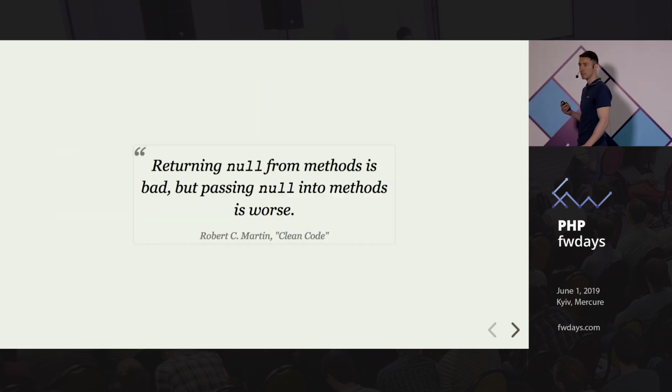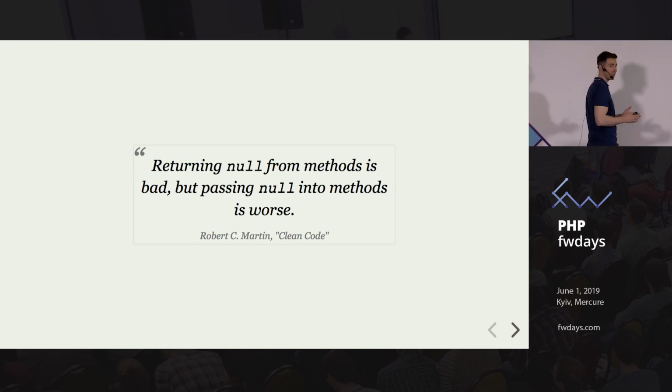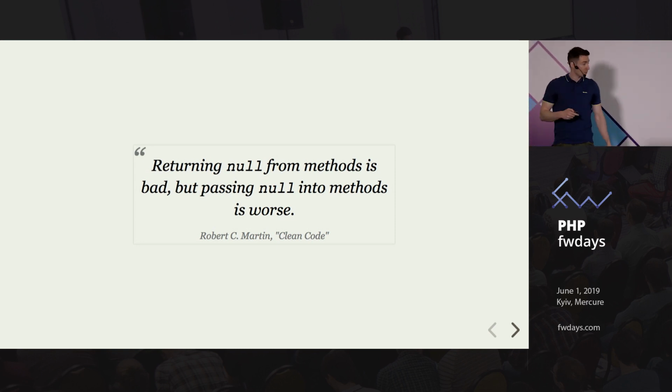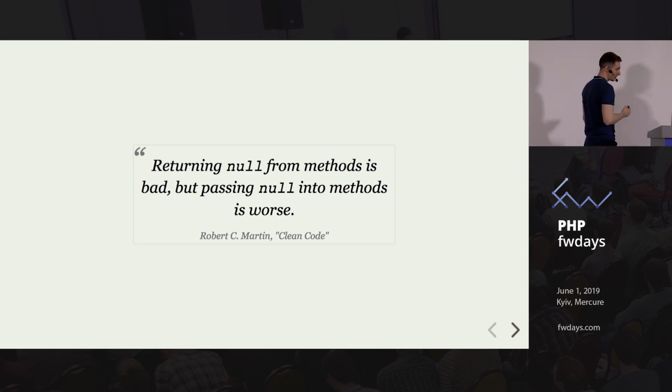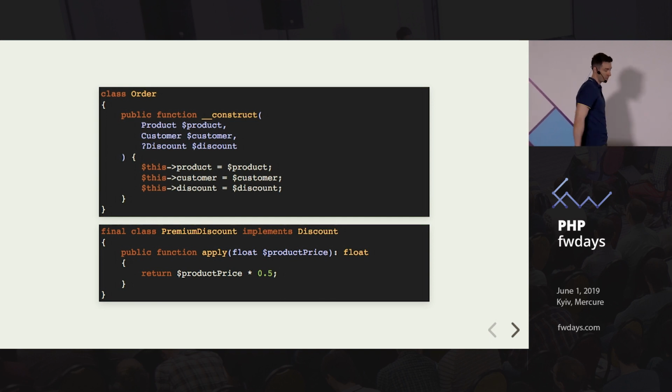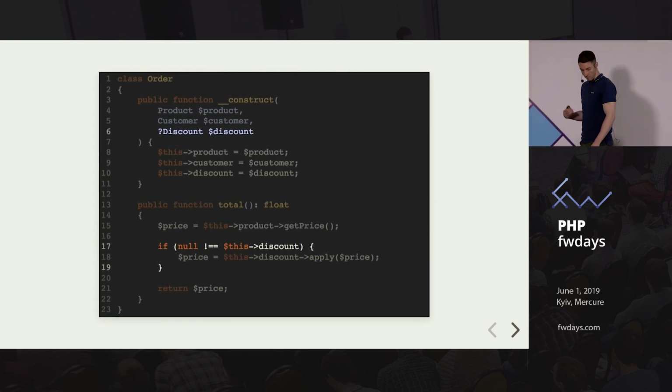Uncle Bob obviously hates nulls, right? Because what he also has to say in his book is that returning null from methods is bad, but passing null into methods is much worse. And in PHP, it is possible only if the code allows it, as in this example where we have an order object consisting of a product that some customer is buying, and that order can have an optional discount attached to it. An example of a discount would be this premium discount, which cuts the price by 50% when it is applied to a price. But you're noticing that the author of this code understood that requirement literally, and translated that to his code by making this discount parameter optional. Consequently, he needs to have this ugly null check in the method for calculating the total order price.